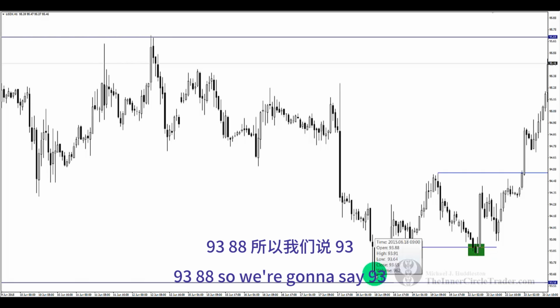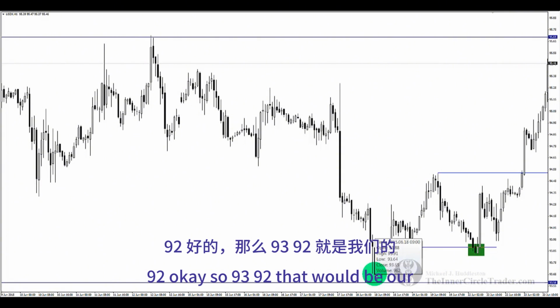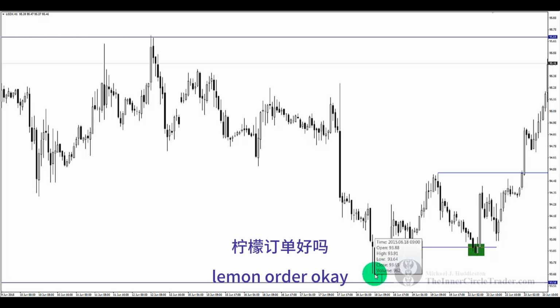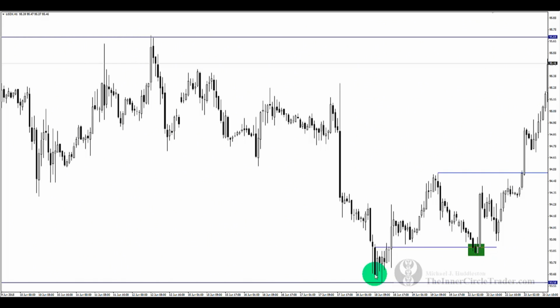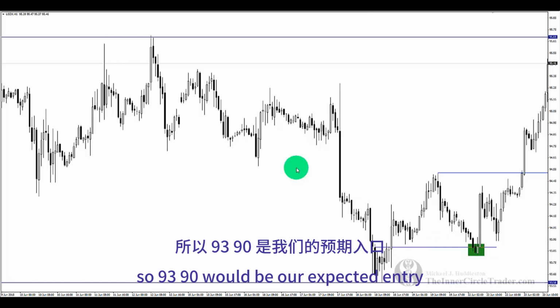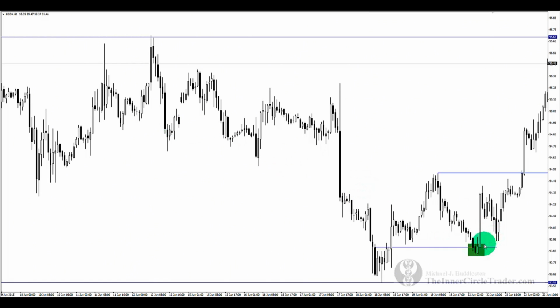93.88. So we're going to say 93.92. Okay, so 93.92, that would be our limit order. You could fancy dance it around number 90. Okay, so 93.90 would be our expected entry.